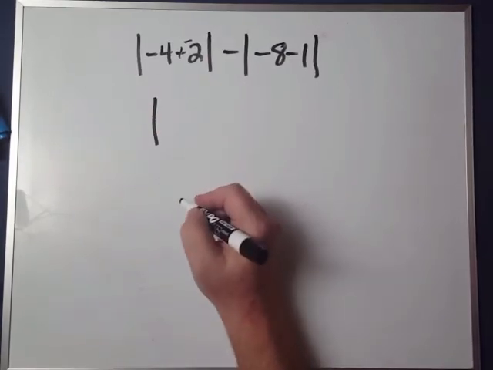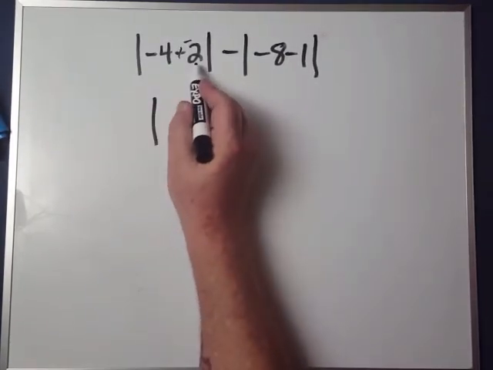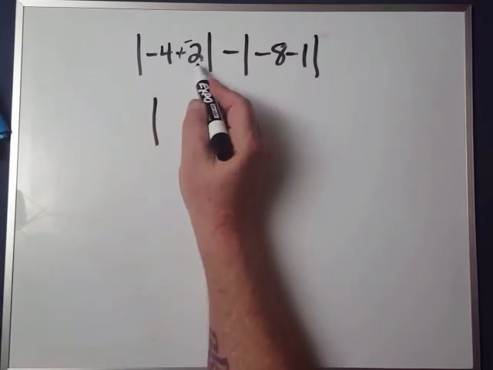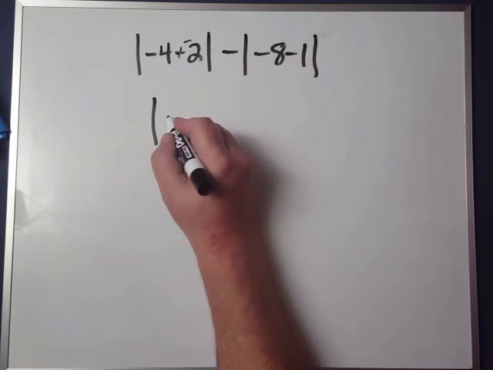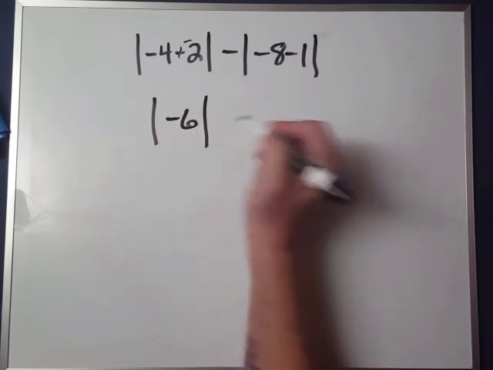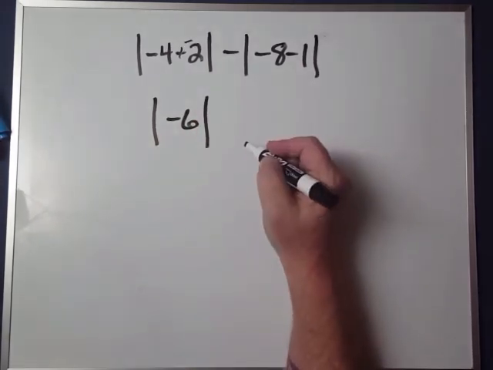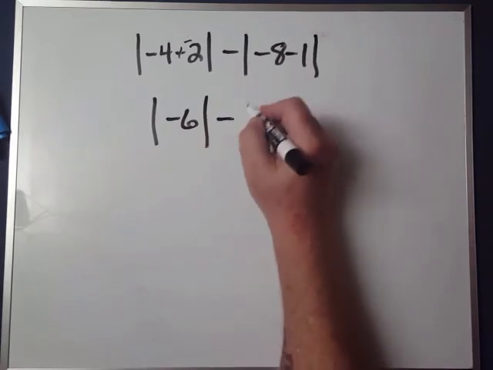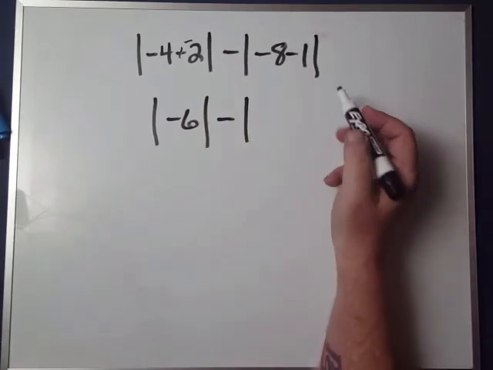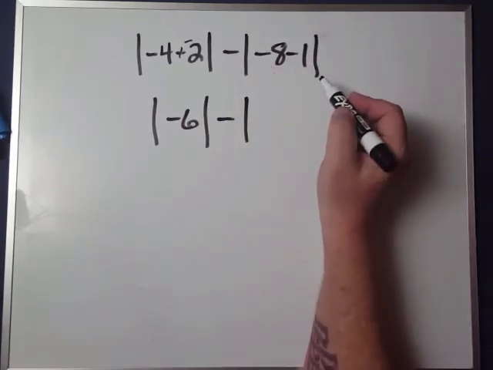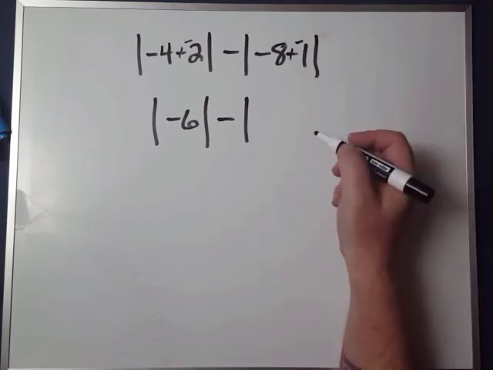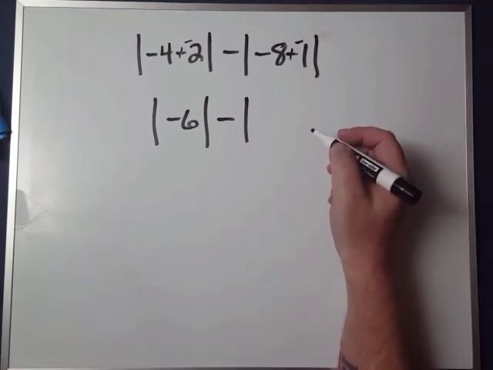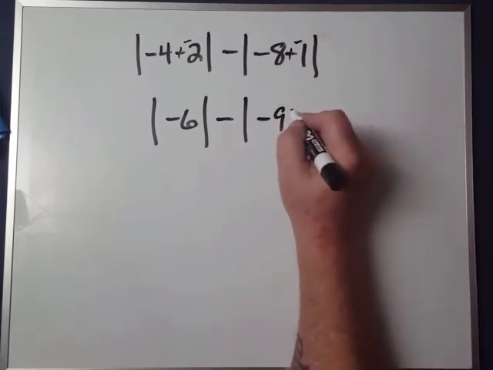I haven't dealt with the absolute value yet. All I'm doing is performing that original subtraction, which I've changed to an addition. -4 plus -2, -6. In the next step, I'll worry about those absolute value bars. Minus absolute value of -8 minus 1. I can make my 2 marks. Make that -8 plus a -1, which is -9.